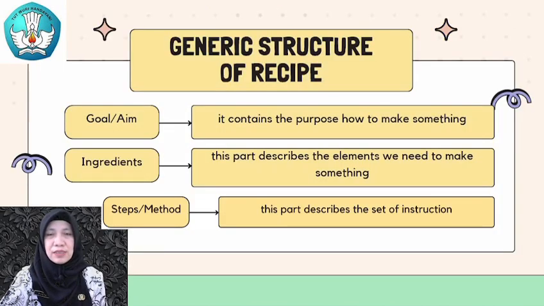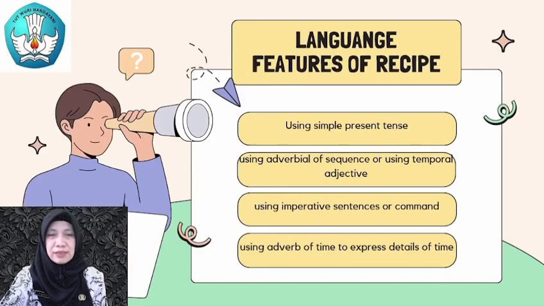Next, what is the generic structure of a recipe? The first is goal or aim. It means it contains the purpose of how to make something. And ingredients, it means this part describes the elements we need to make something. And steps or method, it means that this part describes the set of instructions.